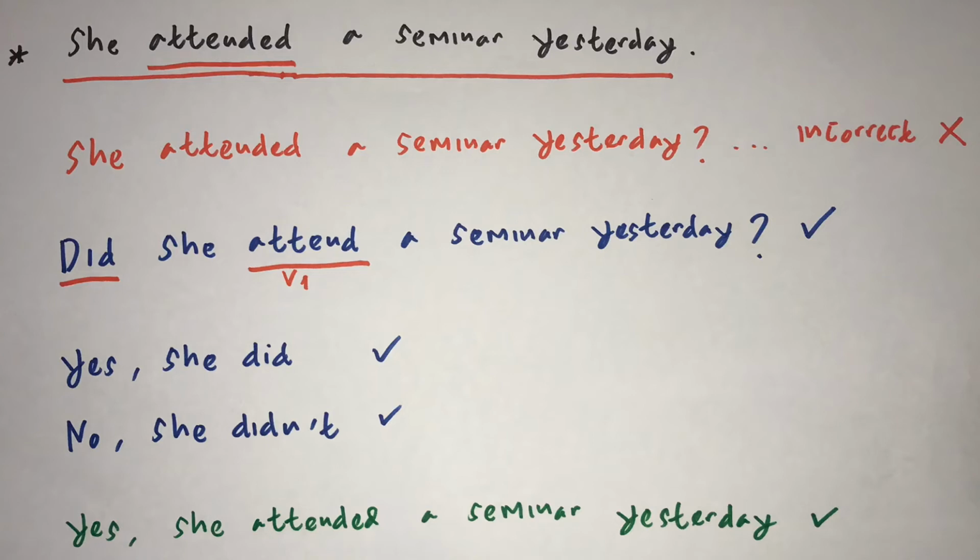Once again, the sentence I write in red is the wrong example of a yes-no question because it doesn't put the auxiliary did in the beginning of the question. She attended a seminar yesterday. That's the example of a wrong yes-no question.